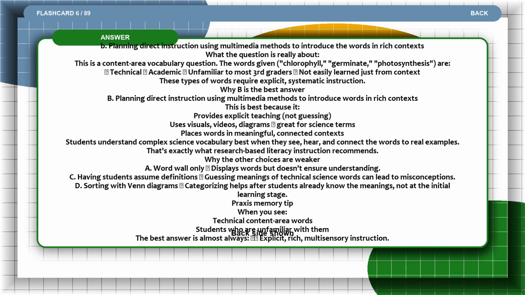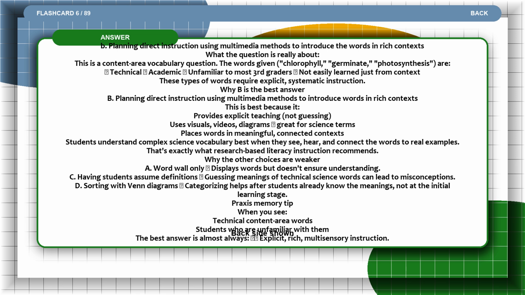The answer is B. Planning direct instruction using multimedia methods to introduce the words in rich contexts. What the question is really about: this is a content area vocabulary question. The words given, chlorophyll, germinate, photosynthesis, are technical, academic, unfamiliar to most third graders, and not easily learned just from context. These types of words require explicit, systematic instruction.